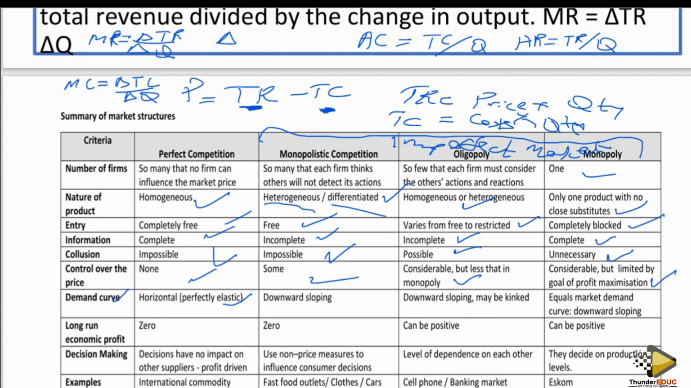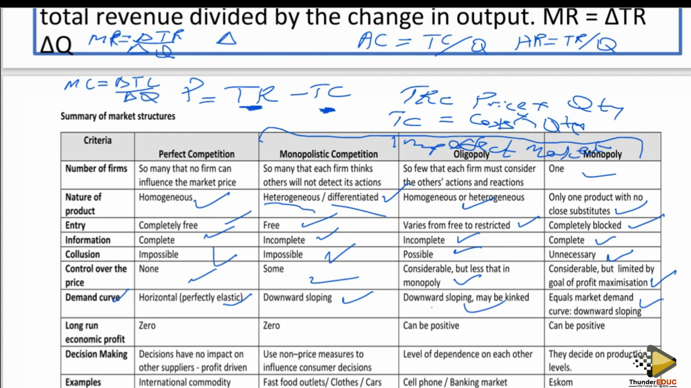Also here, I said that this one is downward sloping, and we also have oligopoly. Under oligopoly, I told you the demand curve is kinked. And we have monopoly. Under monopoly, the demand curve is downward sloping, and I did give a reason why it is downward sloping.